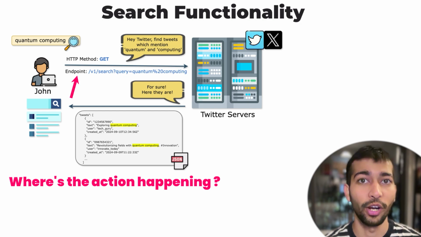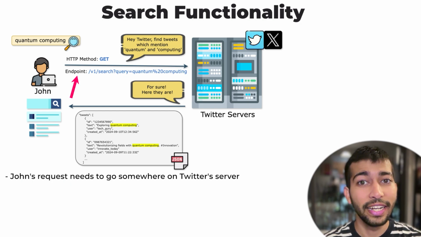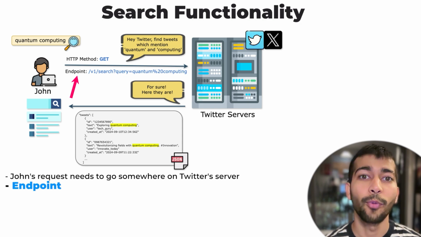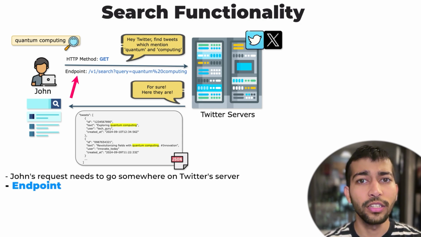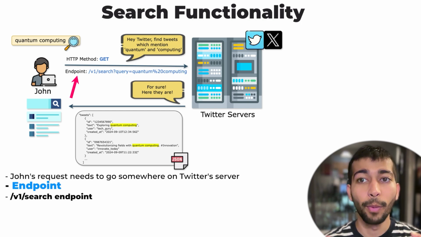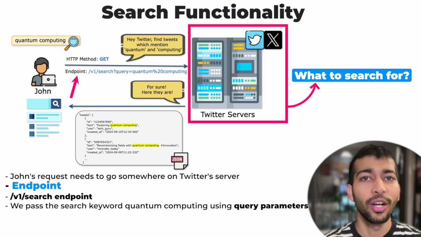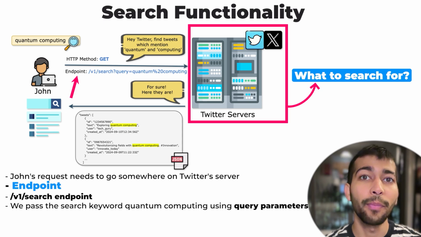That is the endpoint. Now, John's request needs to go somewhere on Twitter's server. This somewhere is called an endpoint. In this case, John's search will hit the /v1/search endpoint. But wait, how does the server know what to search for? Simple. We pass the search keyword, quantum computing, using query parameters.